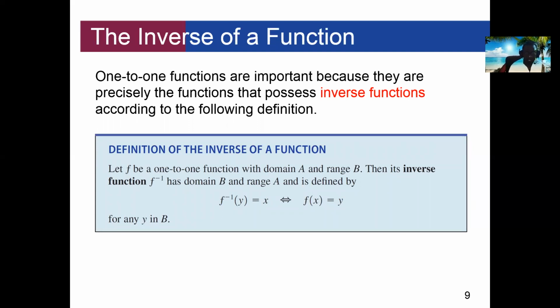The what the function has done. Okay. So one-to-one functions are important because they are precisely the functions that possess inverse functions according to the following definition. If it is one-to-one, then it has an inverse and it's denoted by f minus one, that is f inverse. That's why we said f inverse.